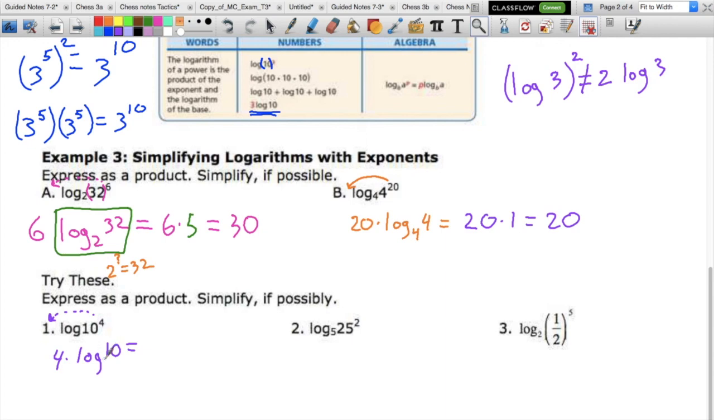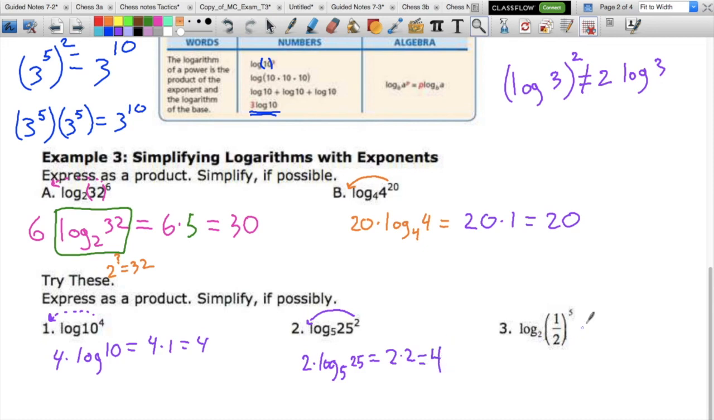If it's log base 2 of 2, that'd be 1. If it's log base 5 of 5, that'd be 1. It will always be 1 if that matches the base. So this would be 4 times 1 equals 4. This one here, we can bring the 2 out. This is 2 times the log base 5 of 25. And we know that log base 5 of 25 is 2 because 5 to the second is 25. So this is 2 times 2, and that gives you 4.